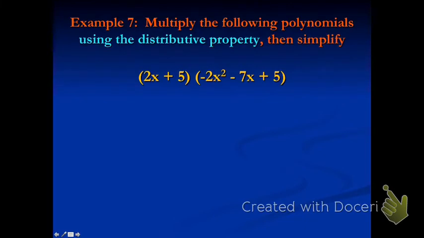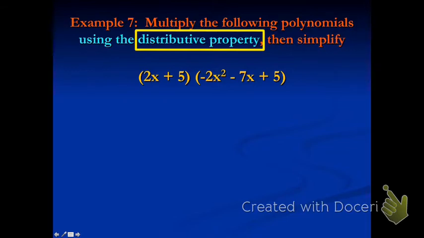Here's our first example. We have a binomial of 2x plus 5 being multiplied by a trinomial of negative 2x squared minus 7x plus 5. And we are going to use the distributive property. The example says multiply the following polynomials using the distributive property, then simplify. So when you distribute, you want to multiply each term in each polynomial by each other.